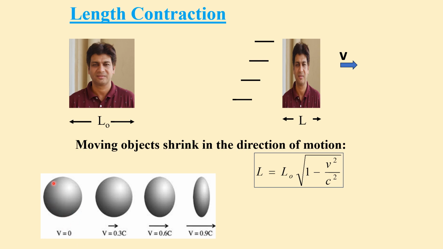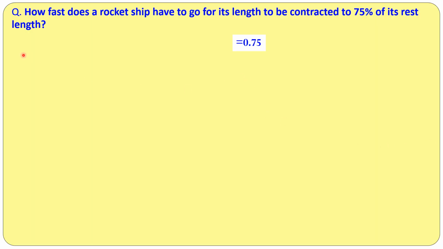Similarly, if we have a circle which is at rest, and it is moving with some high speed, suppose 0.3 c, 0.6 c or 0.9 c, then we can see the change in the shape, and it becomes an ellipse when moving at high speeds. Now there are some examples based on length contraction.